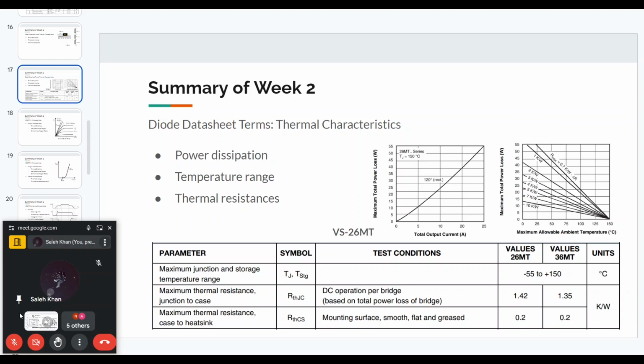Sir, can we find out the maximum junction temperature from the RDS on versus temperature plot?